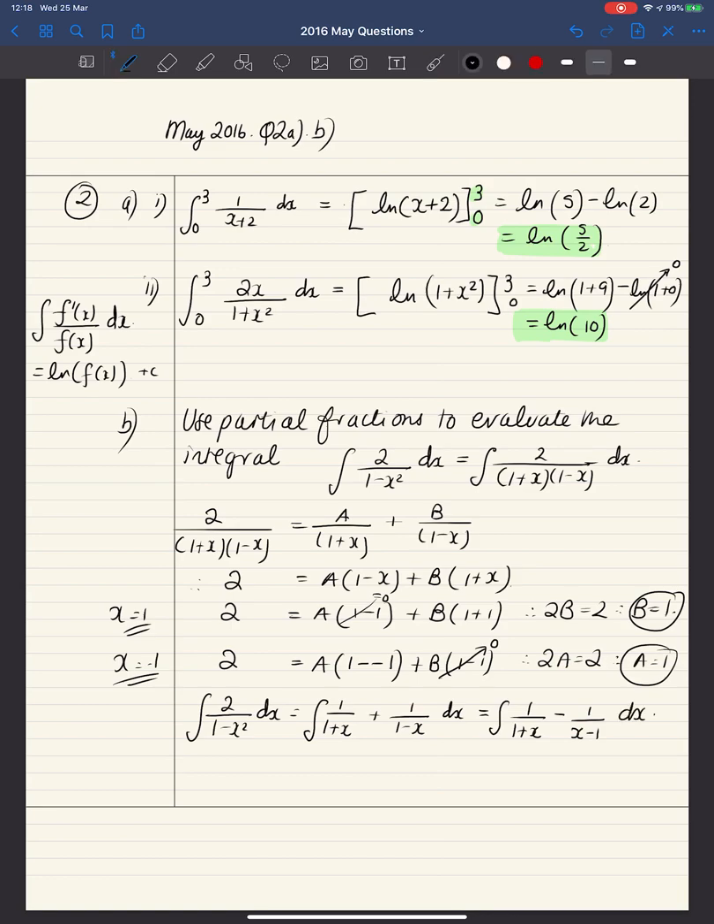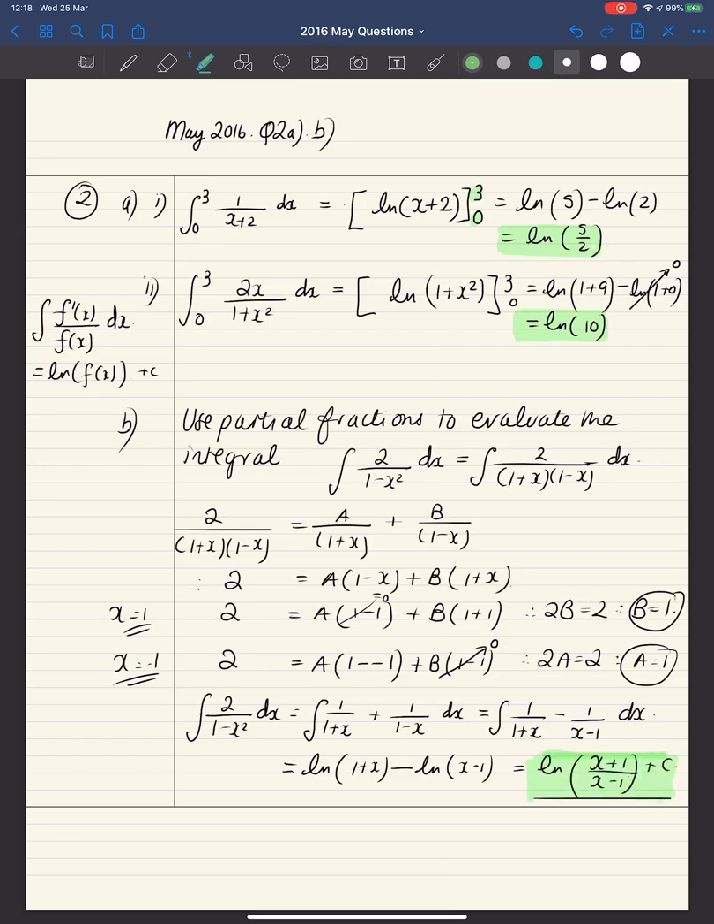dx. So it's going to be ln 1 plus x minus ln x minus 1, which is ln, I'll write it as x plus 1 over x minus 1. And it is plus c for this one because we haven't got any limits. Okay, I'm colouring in, aren't we? Let's colour in the answer there.